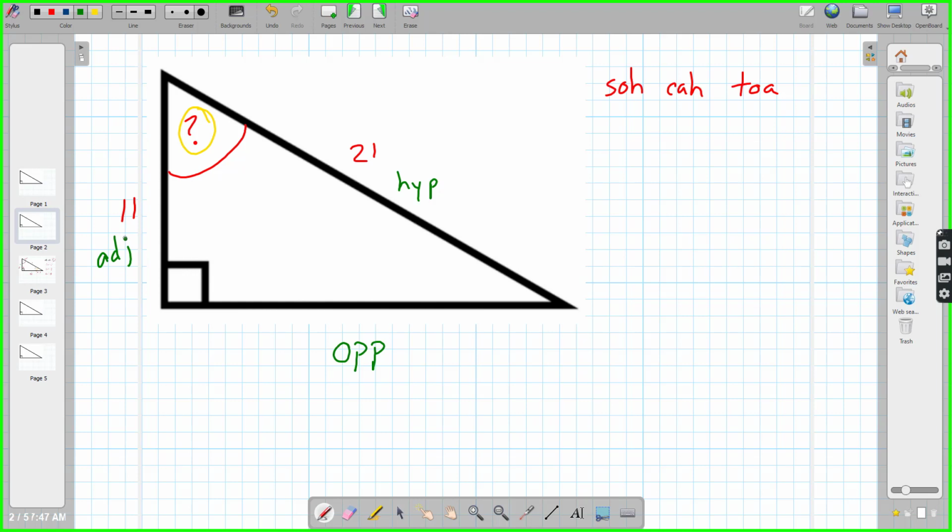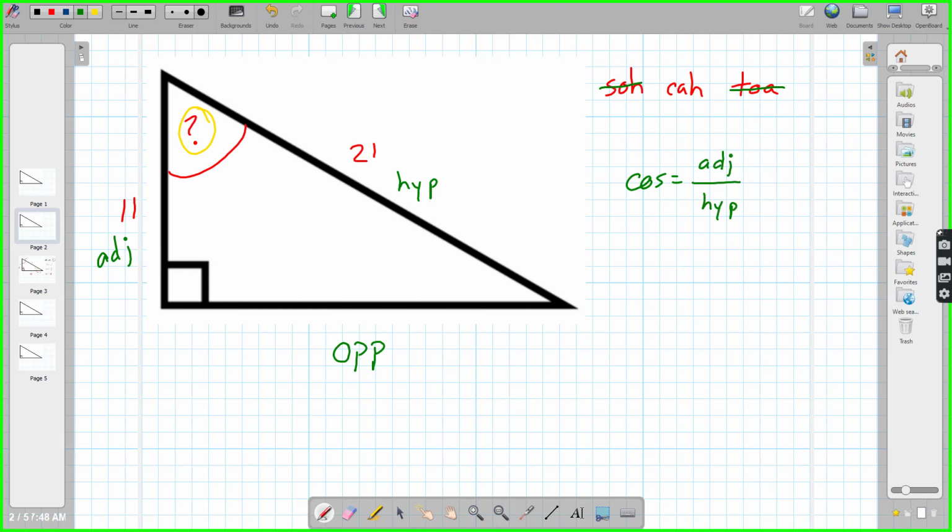All right, so now we can look and see what kind of functions. I have the hypotenuse, so I need something with an h in it. So that immediately takes out tangent, right? So I need either sine or cosine. I don't have the opposite, so sine's not going to work. So it looks like I'm going to use cosine. So there's that formula. Cosine equals adjacent over hypotenuse.